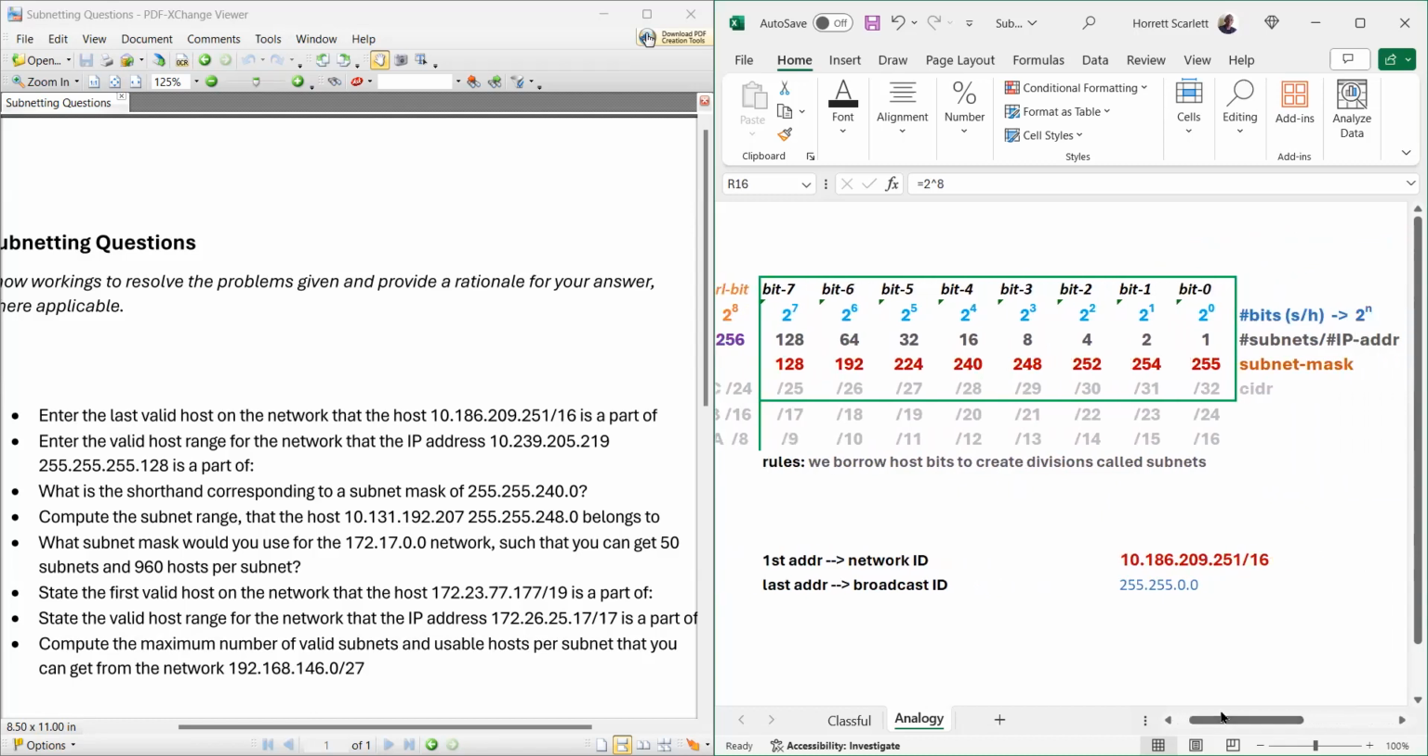Scroll back to here. So you're trying to tell me, what is the last valid host within this network? That's what you're trying to tell me. So the question is, given 255.255.0.0, what remains constant? The 10 and the 186.